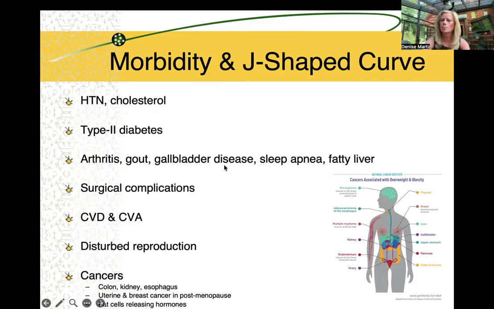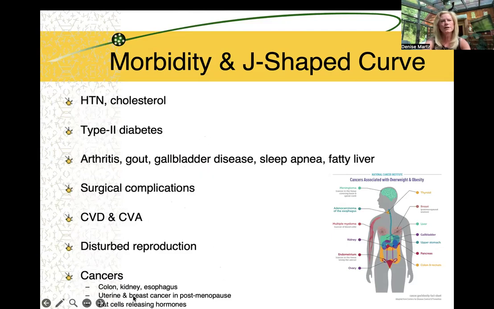Osteoarthritis, gout, risk for gallbladder disease, sleep apnea. A lot of individuals in larger bodies struggle with obstructive sleep apnea and need a CPAP, and things like fatty liver. Higher surgical complications follow that J-shaped curve, as do cardiovascular disease, cerebrovascular accidents, which we usually call stroke, and problems with reproduction. Then certain cancer risks are higher in individuals with obesity, and you see that J-shaped curve: colon cancer, kidney cancer, esophageal, uterine and breast cancer, so the hormone-fed cancers.